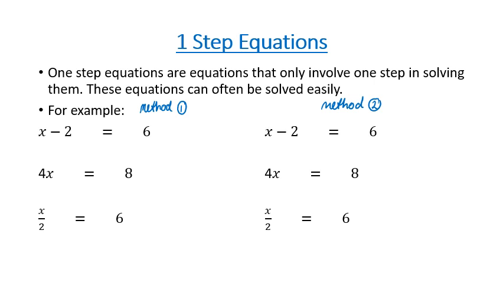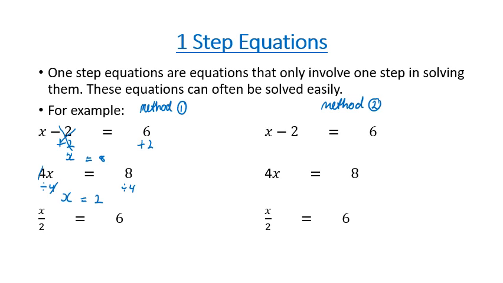Now let's work out all the method 1 equations. So remember, we're using the inverse and we're maintaining balance. The inverse of -2 is +2. We need to do that to both sides. Therefore, these cancel out and x equals 8. On our next equation, remember this is 4 times x. So the inverse of timesing by 4 is dividing by 4. If I do that on both sides, the 4s cancel. I end up with x equaling 8 divided by 4, which is 2.